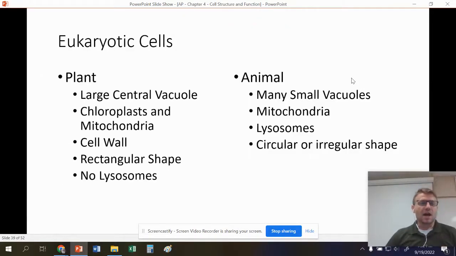Plant and animals, difference between these two. Plants, they have one large central vacuole. They have chloroplast and mitochondria. They have a cell wall. They're rectangular in shape, and they don't have lysosomes. How are they different than animal cells? Animal cells have many small vacuoles. They have mitochondria. They do have lysosomes, and they're more circular or irregular in shape.